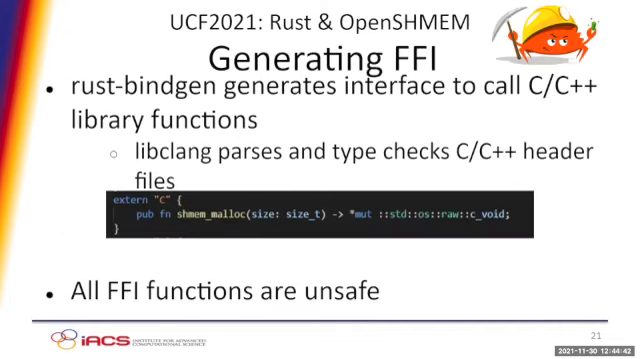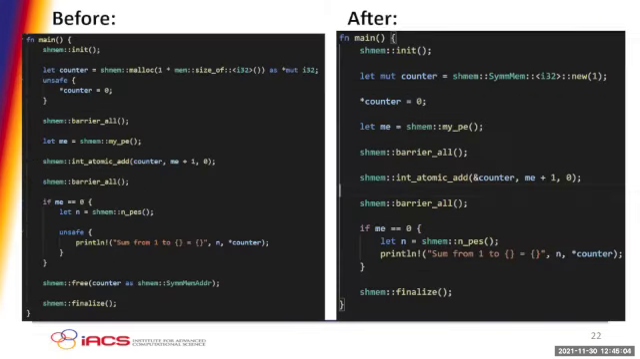So now, how do we create these FFI functions? We can use this Rust bindgen program to generate the interface. You pass in the C header files, and libclang parses and type checks these files, and then here is the generated output. All of these FFI functions are unsafe, so we have to wrap them in unsafe code, and this is where our safe API interface comes in.